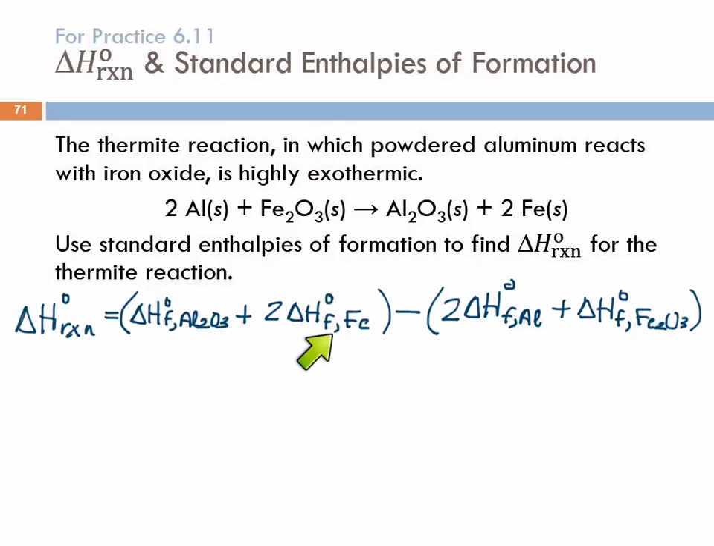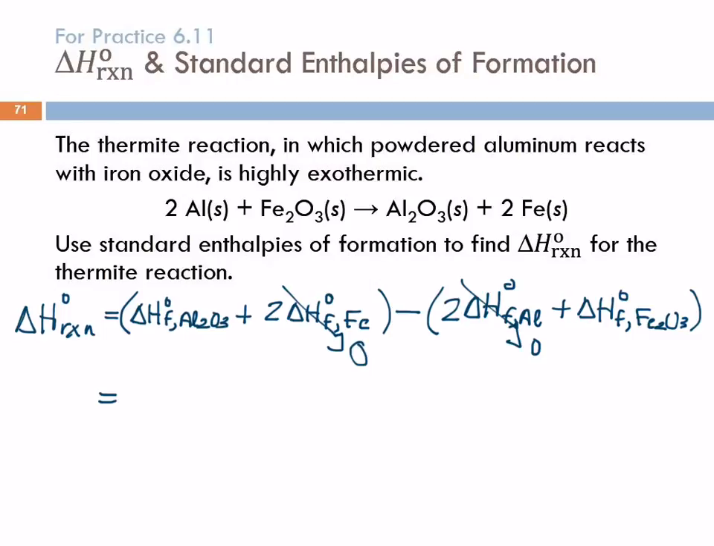Now, some of these heats of formation are 0, aren't they? What's the heat of formation for iron? Well, that's already an element in its standard state. The heat of formation for iron is 0. So that one's 0. And in the reactants, which one of these is 0? The aluminum. This is an element in its standard state. That's also 0. So we don't even have to do those.